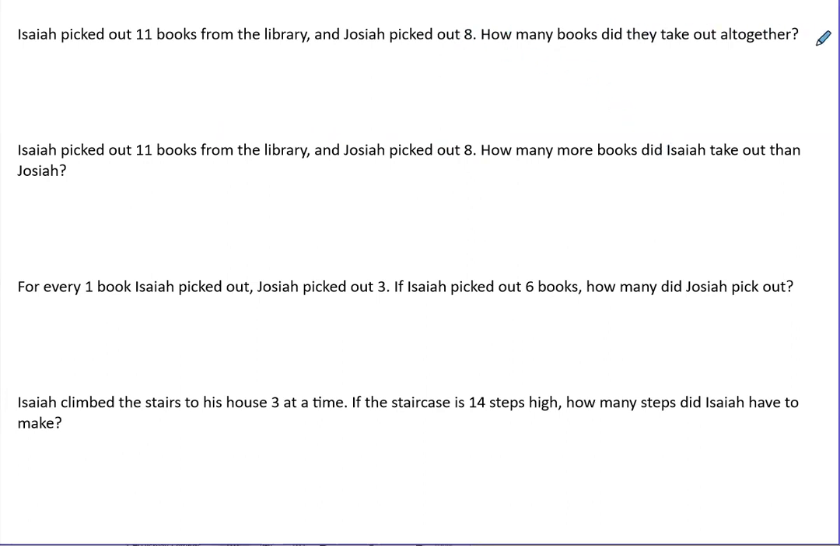It's the question that actually tells us: how many books do they take out altogether? That language tells me I'm looking at a sum, right? I'm looking at the number of books Isaiah picked out plus the number of books Josiah picked out. And then I can substitute in there. Isaiah picked out 11 books and Josiah picked out 8 books. So altogether, that's 19 books in total.